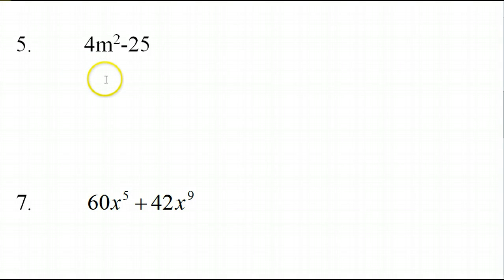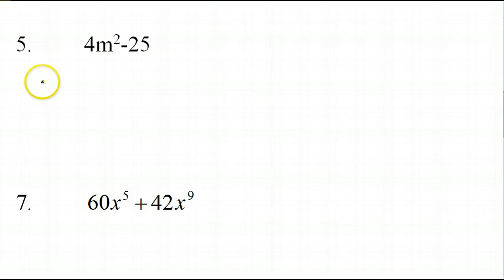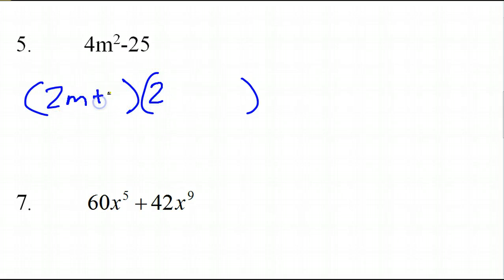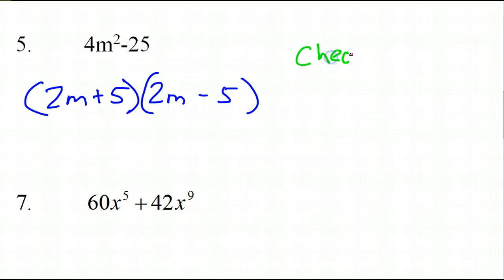So take a look at number 5. So just immediately you should be able to tell me how to factor this thing. Alright, what do you think? Okay, this is going to be, whoops, 4 is going to factor as 2 times 2, right? So it's going to be 2m plus 5 and 2m minus 5. Kabam! Now, by the way, let's check this one. I'm not going to do this for every problem, but let's see why the difference of two squares works.